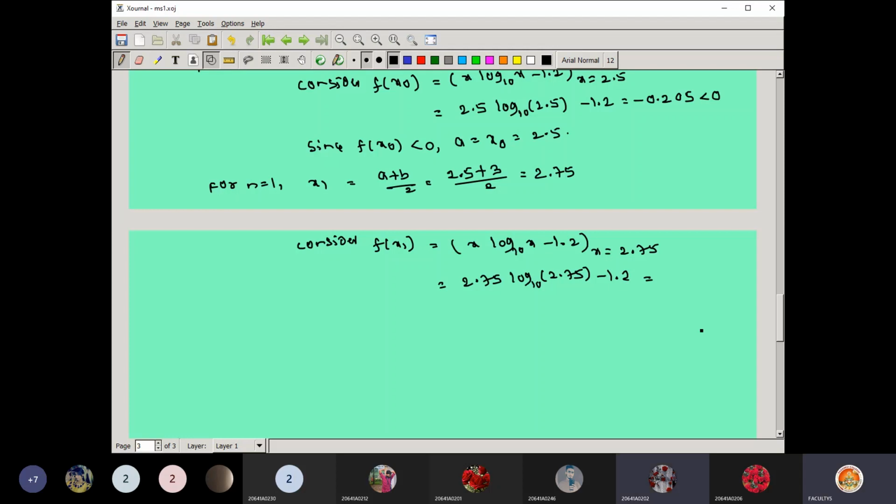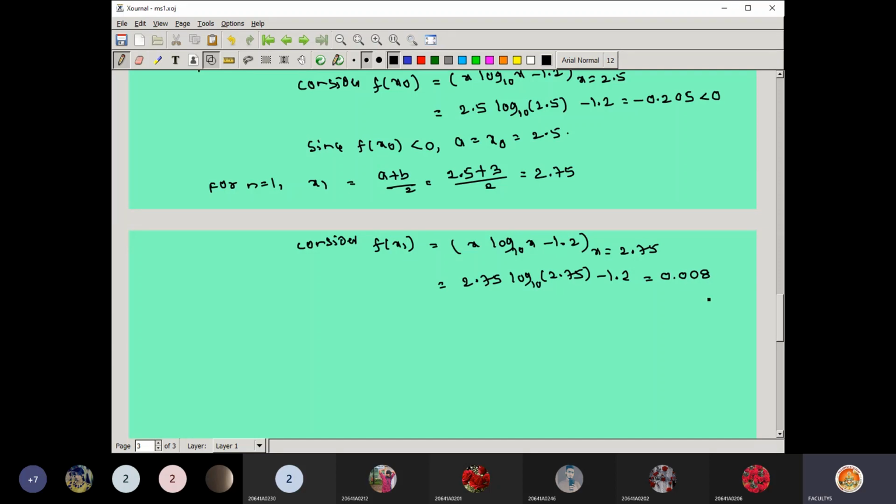How much is it coming? 10 to the power of minus 3 means divided by 10 power 3, that is divided by 1000. So that is 0.008. Approximately you are getting this value.